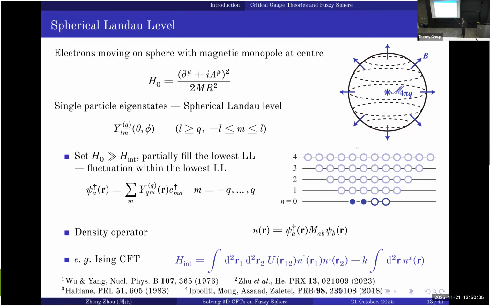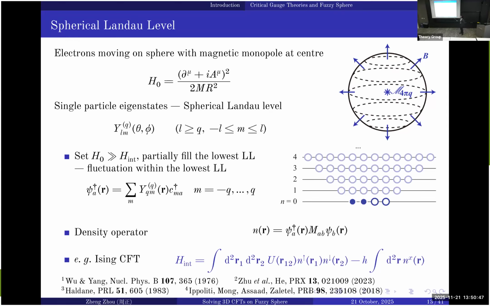Now we have the single particle states. How do we construct an interacting Hamiltonian? The simplest building block would be the density operator, which is a fermion bilinear. We consider multiple flavors of fermions, so that this density operator can be put into a given representation of the global symmetry. So for example, to realize the Ising CFT, we only need to consider two flavors of fermions, which we denote as spin up and spin down.